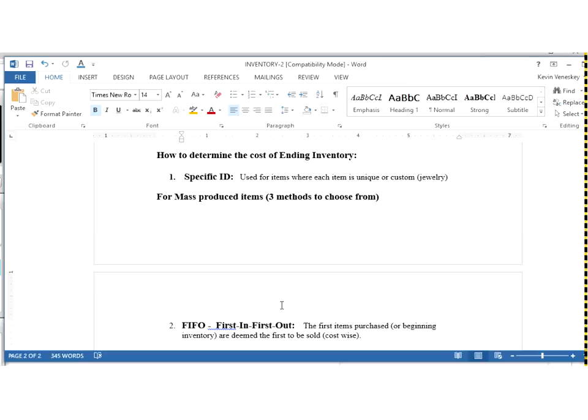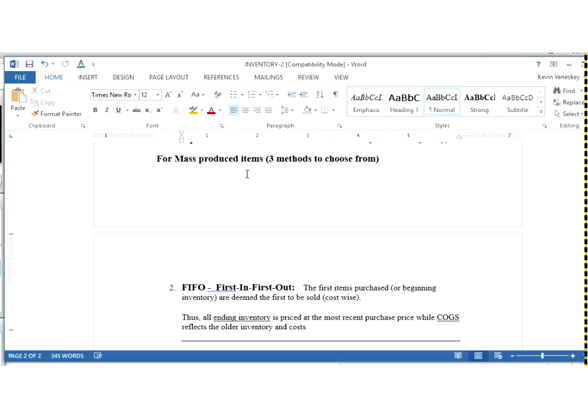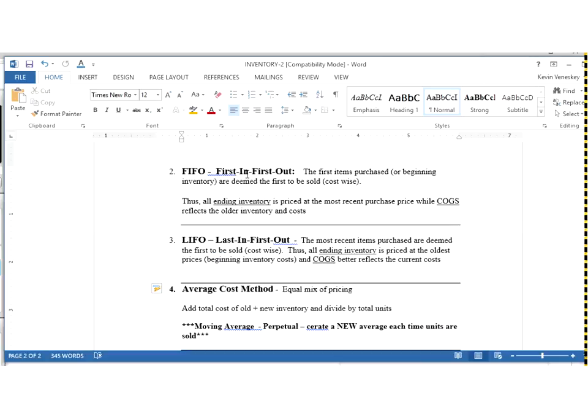Now, when we're selling mass inventory, we're going to have three new ways to keep track of it. The one we learned last week was the specific ID, where I knew exactly which piece of jewelry I sold. Now we're going to be selling items that are very mass-produced. They're not original. They all look the same. And when we do that, we have to pick, as the store or as the owner, which method do we want to use? Which one is going to suit us the best?